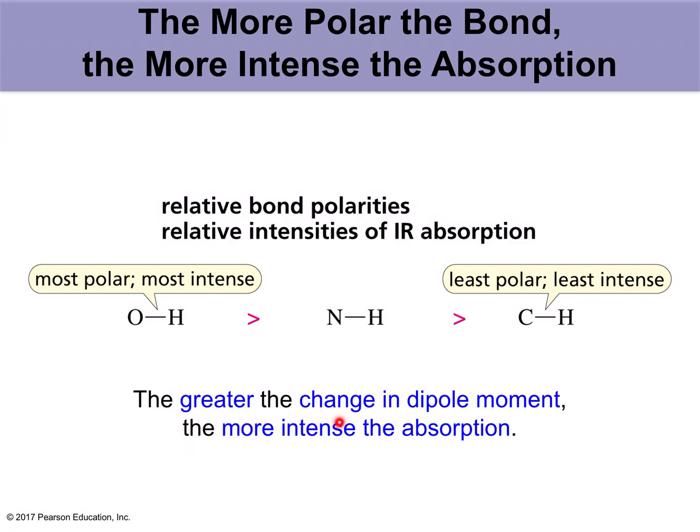The greater the change in dipole moment, the more intense the absorption. So the more polar the bond, it can change its dipole moment. So then we will have an intense absorption. You will have one homework question that is asking you what makes a peak intense. Now you know the answer. The more polar the bond, right? Yeah.